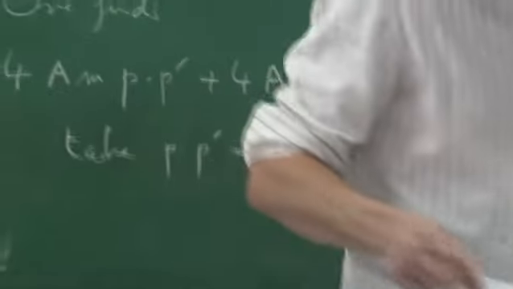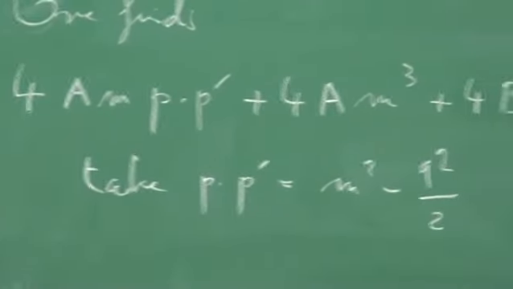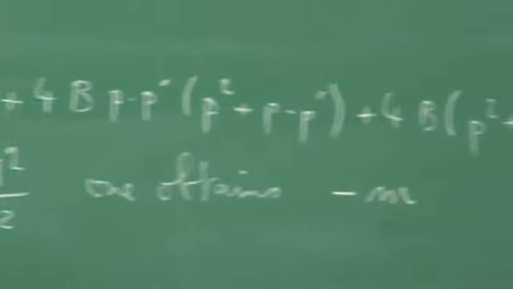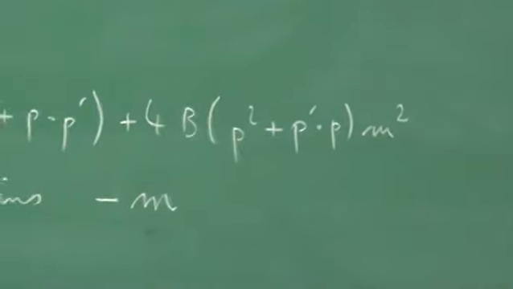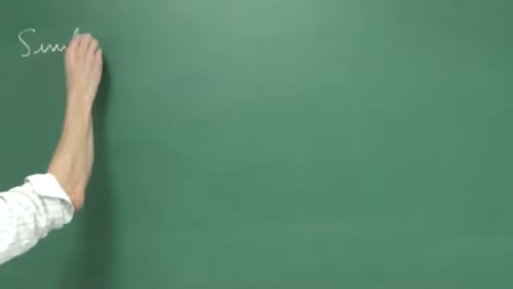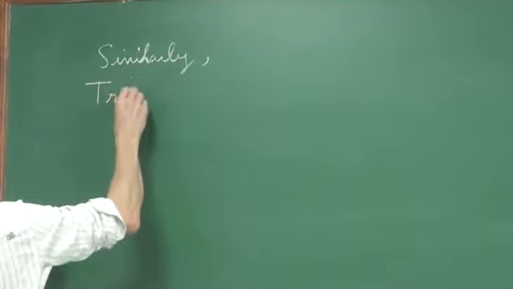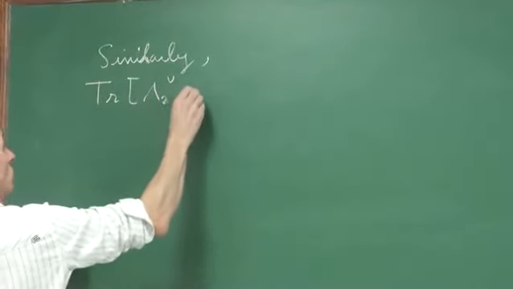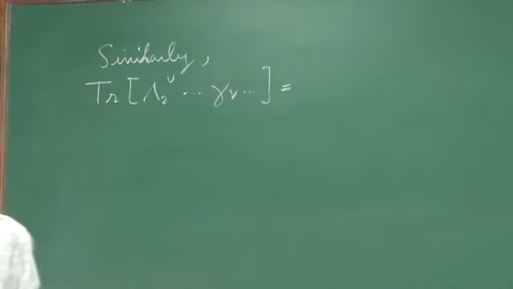Okay? You can do similar calculations to show that on the other variables of your problem. You have the trace over gamma n equal. So what?